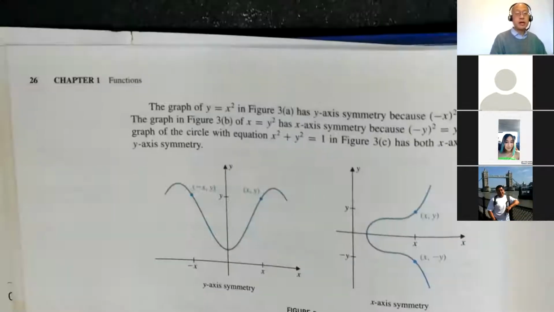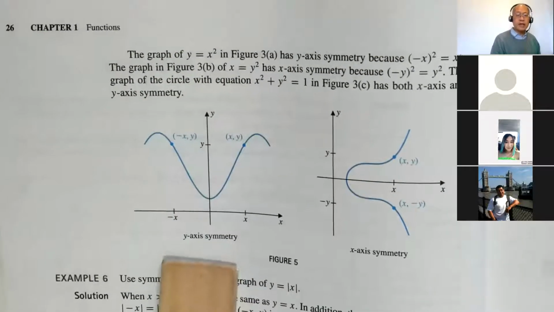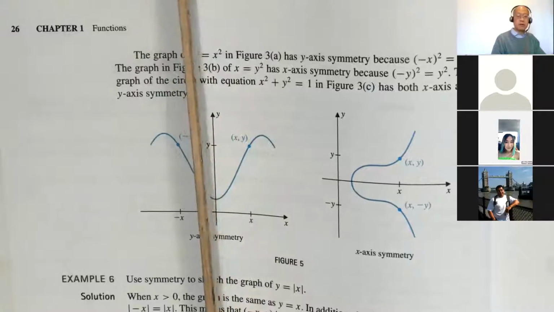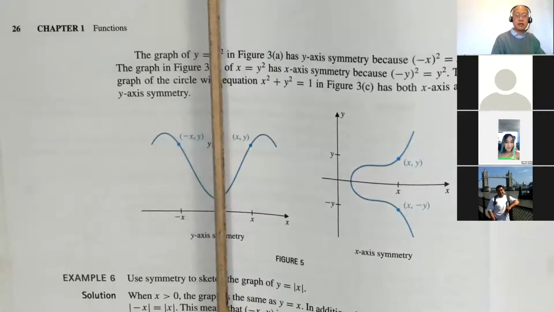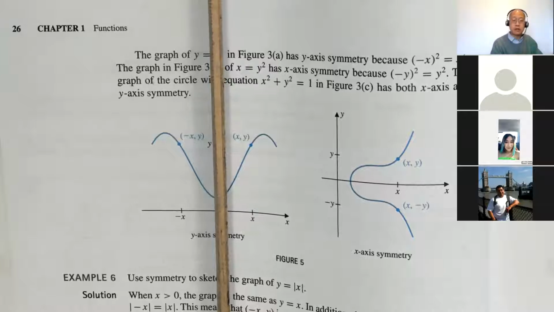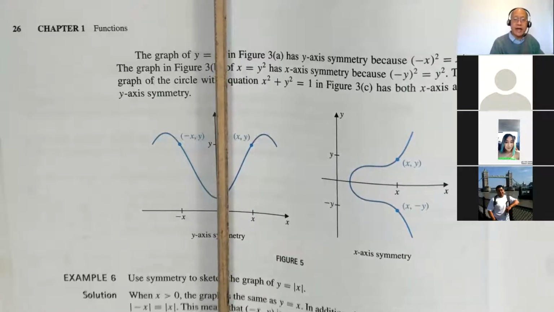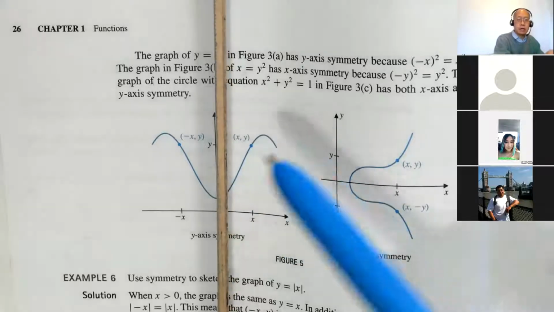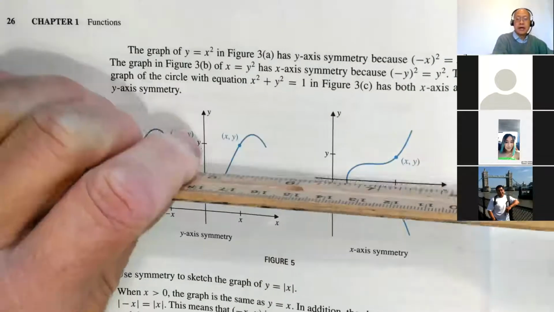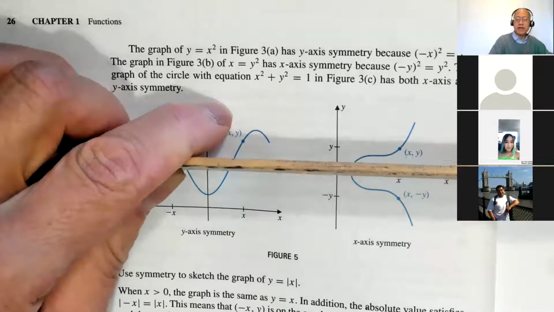Then on page 26, this graph looks like it has y-axis symmetry. Sorry, I can't make it any bigger, but symmetry with respect to the y-axis. Put a mirror here. You have the reflection across the y-axis. If you have a point (x, y), notice you also have the point (-x, y). And that's true all throughout. X-axis symmetry: (x, y), (x, -y).